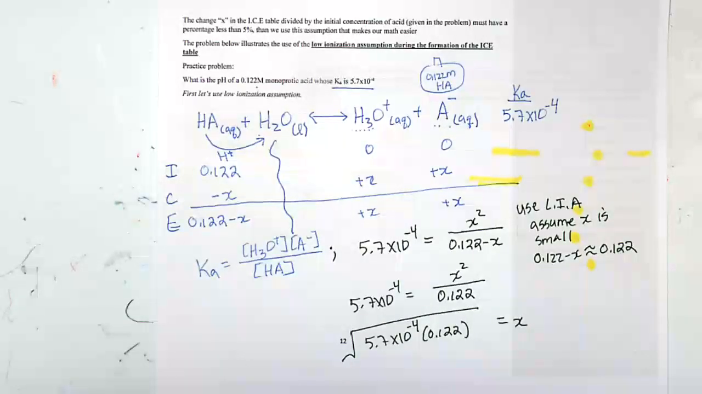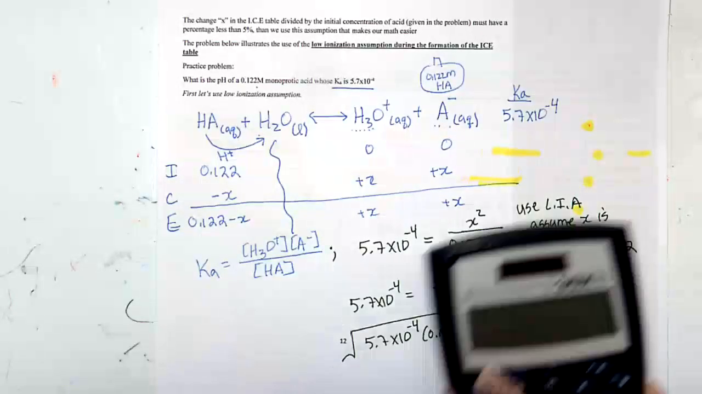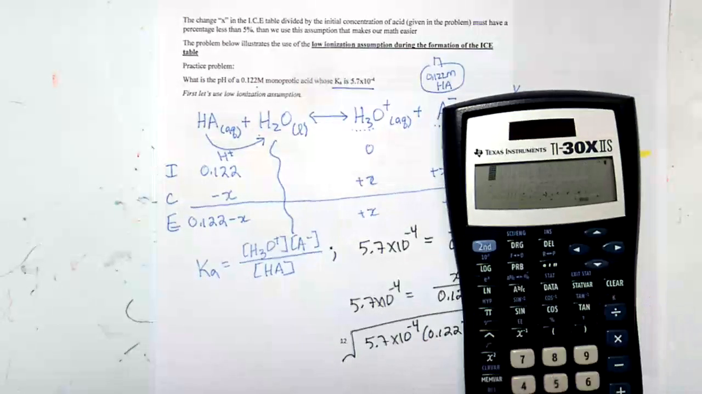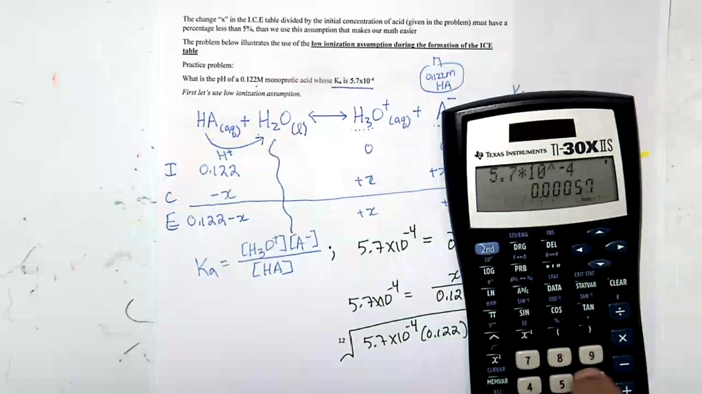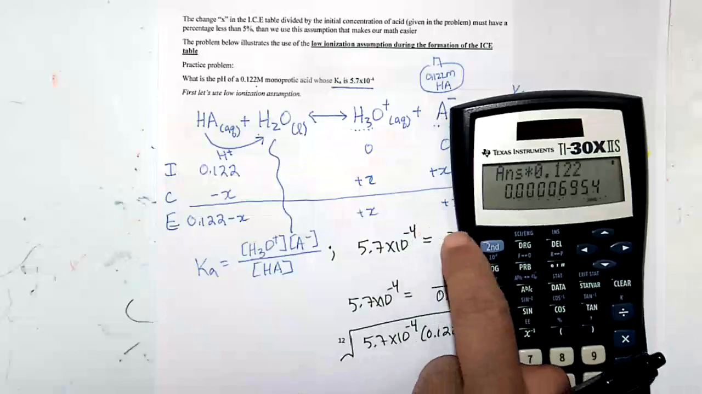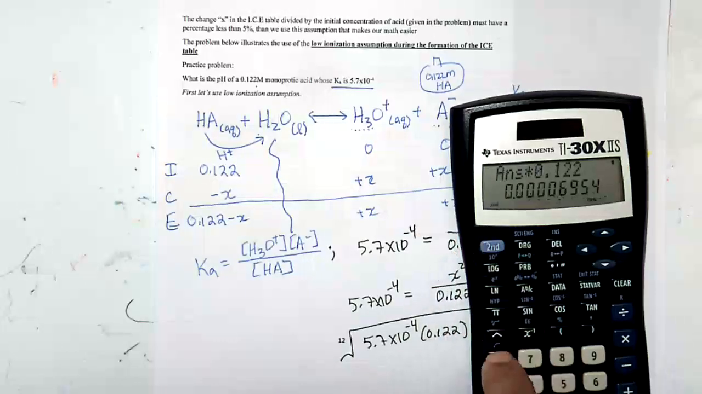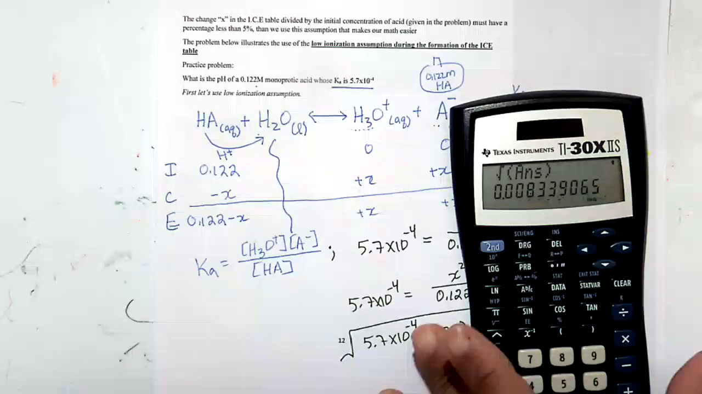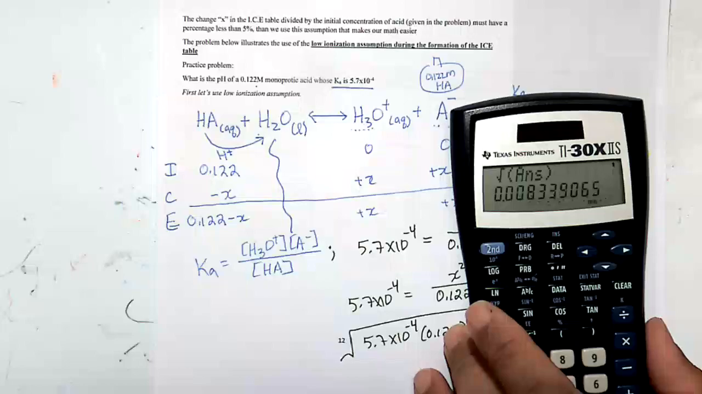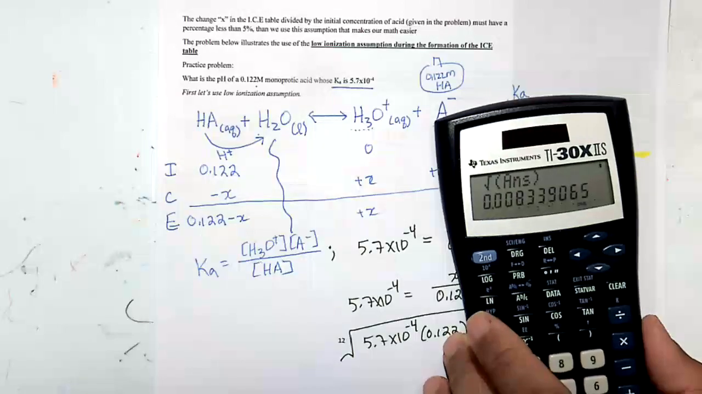Alright, so what's 5.7 times 10 to the minus 4 times 0.122? Square root that. We do this for the weak acids. Square root. I'm getting 0.00834 units. Big M, 0.00834.